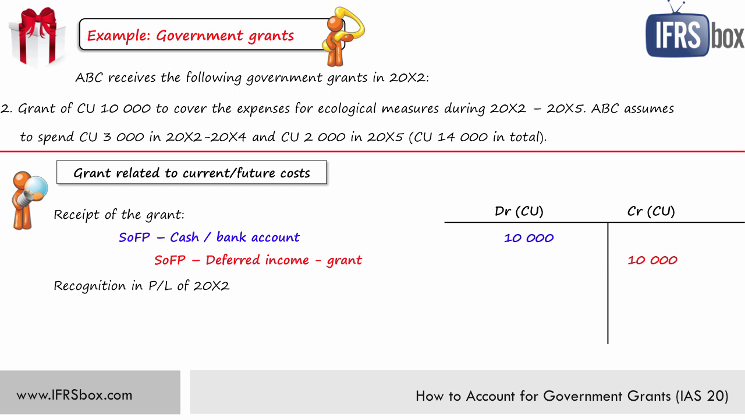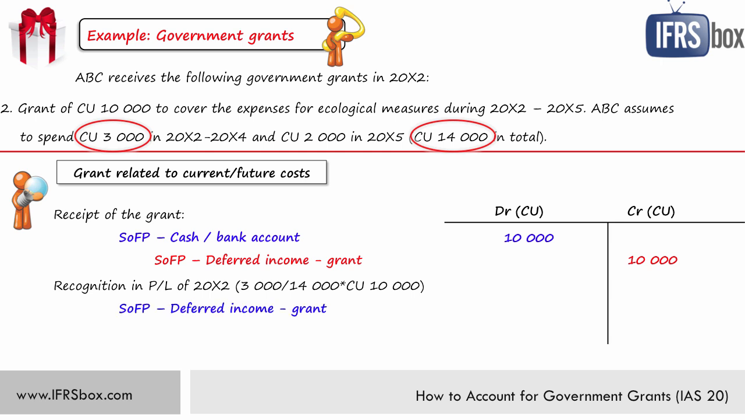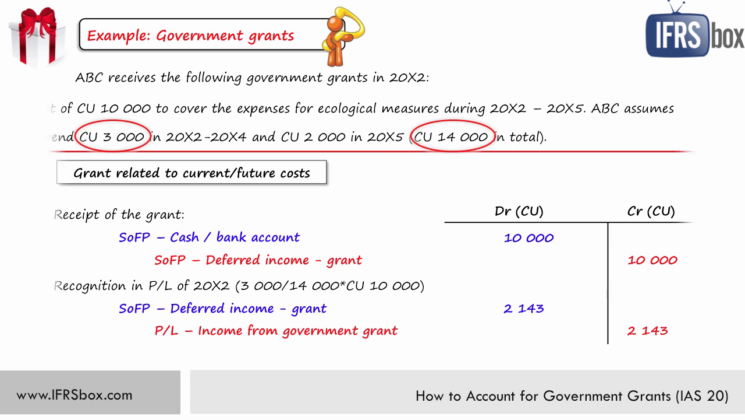We know that in 20X2, ABC spends 3,000 currency units. Total estimated expenditures are 14,000 currency units, so we can calculate the proportion as 3,000 divided by 14,000 times the grant amount of 10,000 currency units. As a result, in 20X2, we debit deferred income with 2,143 currency units and credit profit or loss, income from government grant, with the same amount. We can also credit the related expense account. That's also acceptable.